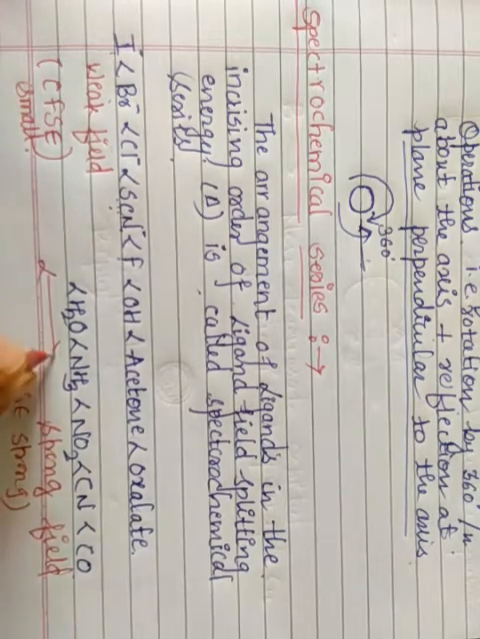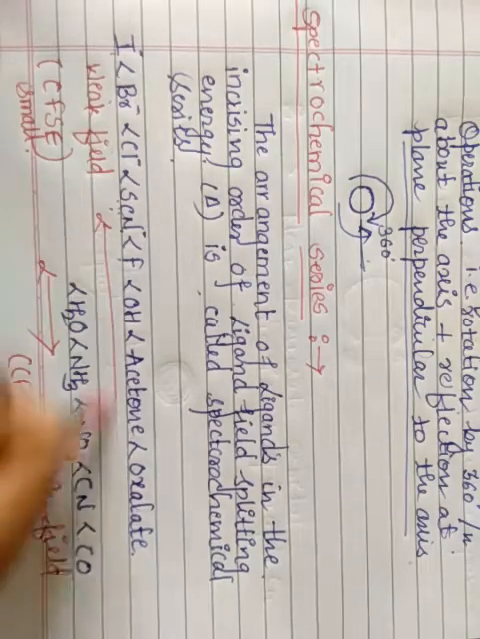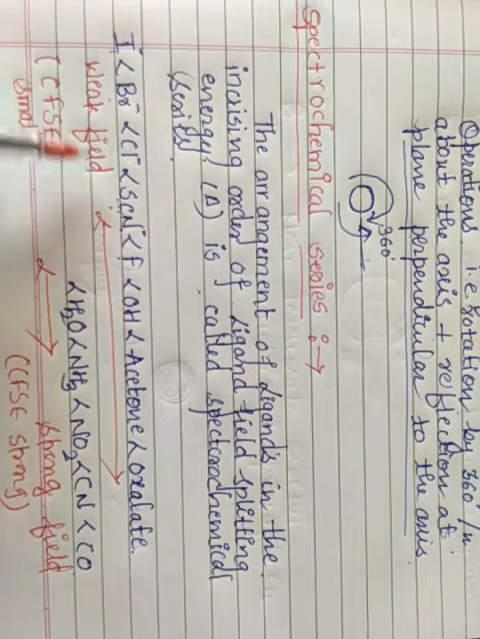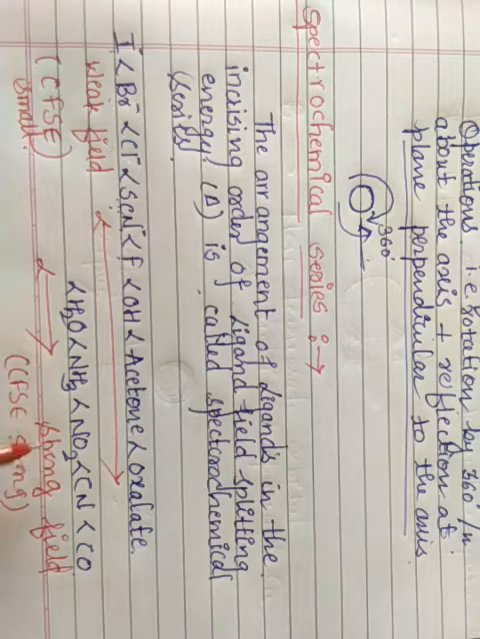So in this order, here it is small and here it is strong or large. So once again I will tell you about the spectrochemical series. The arrangement of ligands in the increasing order of their ligand field splitting energy is called the spectrochemical series. And here the spectrochemical series in the decreasing order of ligand field splitting energy is given.